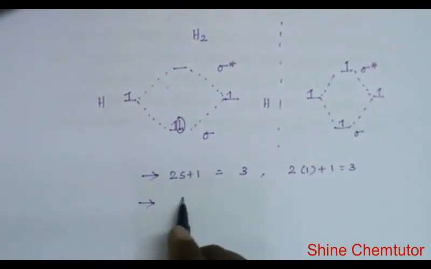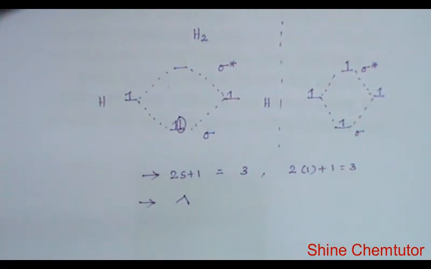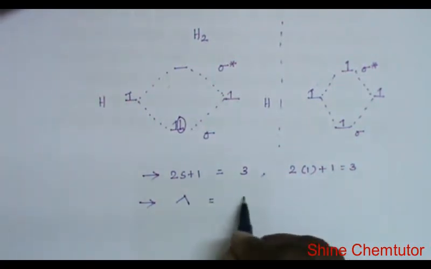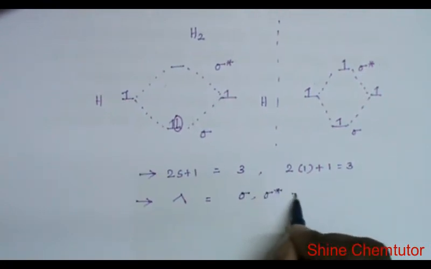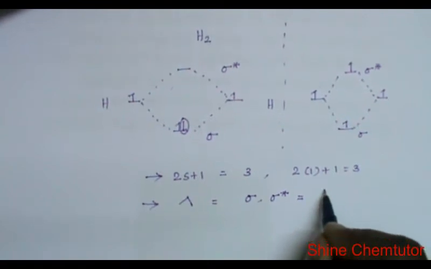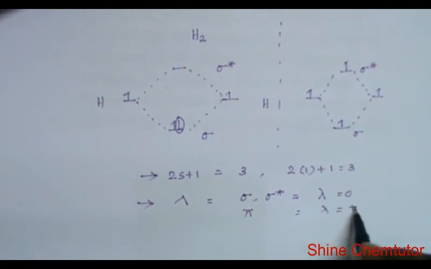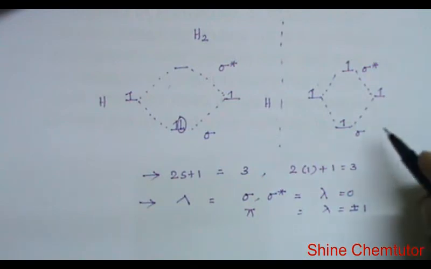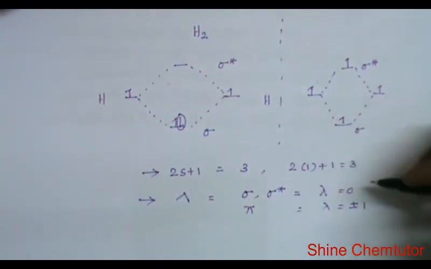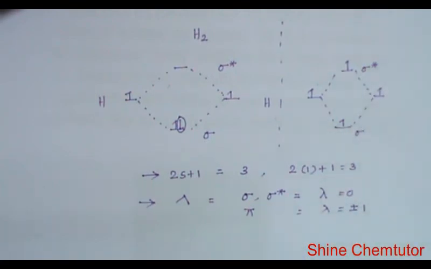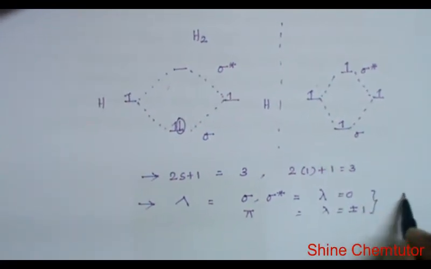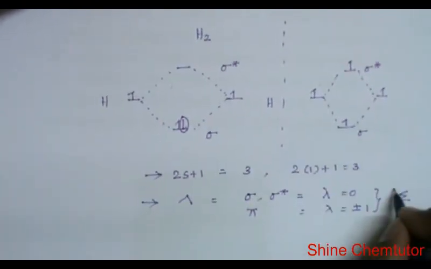The next one is the lambda value. It is the sum of the L value for each molecular orbital. For sigma and sigma star, the lambda value, generally we use the small lambda, will be 0. If it is a pi orbital, the lambda will be plus or minus 1. In this case, we have only sigma and sigma star, so for this it is 0, for this also it is 0. So the total will be 0. When it is 0, the term is sigma. So whatever we get is sigma, and the spin multiplicity is triplet.